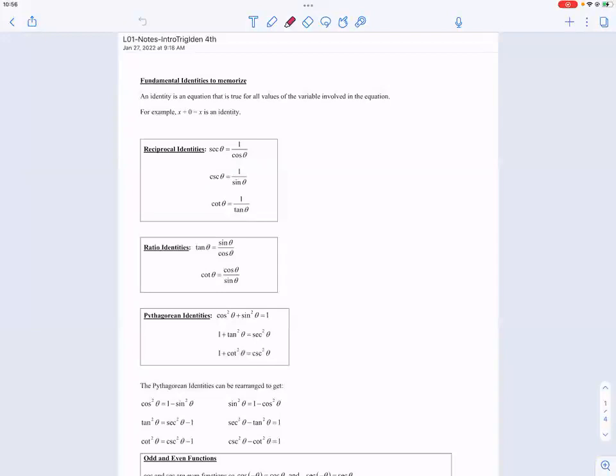So yeah, put a little check mark next to the things that you knew, if you're comfortable. Okay. So this is a little reference sheet for you.